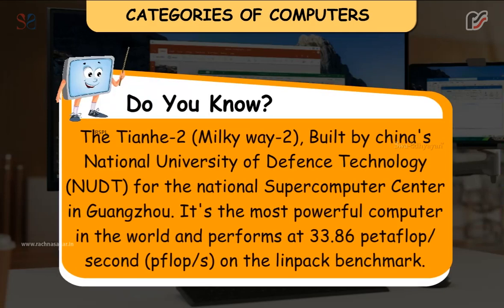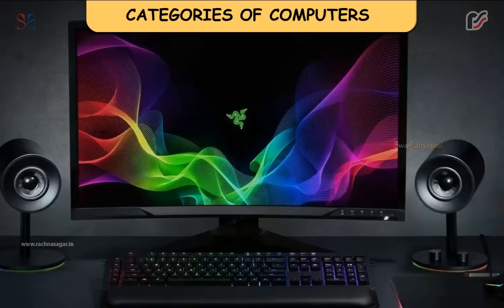Did you know? The Tianhe 2, Milky Way 2, built by China's National University of Defense Technology NUDT for the National Supercomputer Center in Guangzhou, is the most powerful computer in the world and performs at 33.86 petaflops per second (pflops) on the LINPACK benchmark.